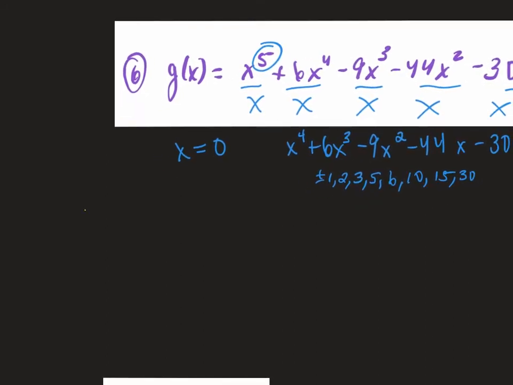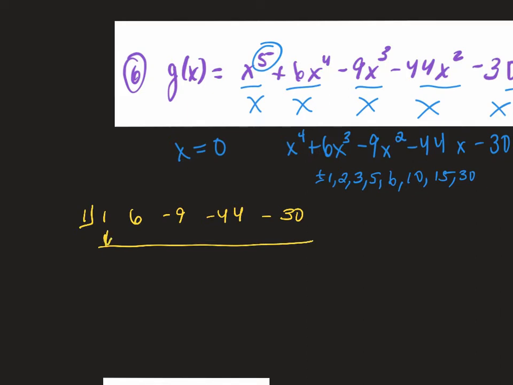I'm going to use synthetic division and see if 1 is a factor. So I'm going to write out my coefficients. It's 1, 6, negative 9, negative 44, and negative 30. And I'm going to see, do I have any gaps, anything? 4, 3, 2, 1. Nope, we're good.